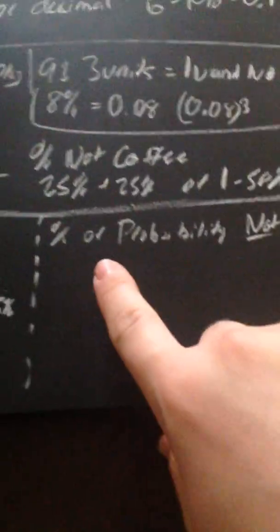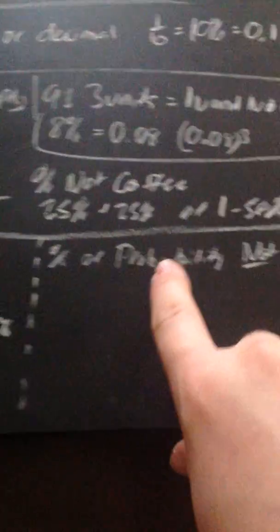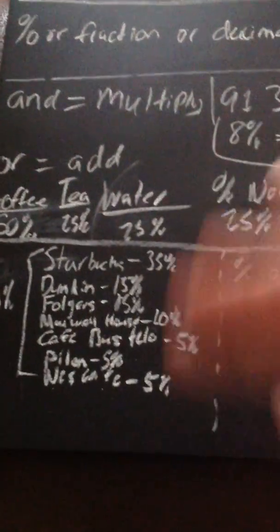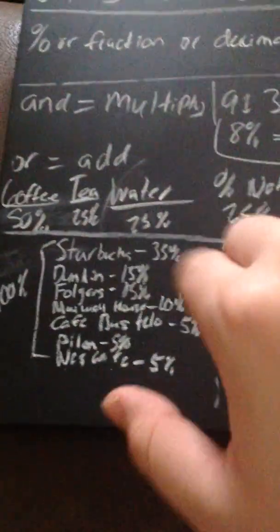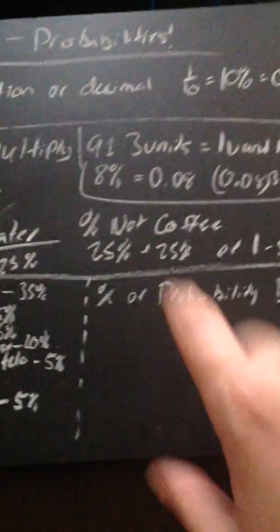So this question is asking, what's the percent or probability of not Starbucks? So we're just basically being asked, here's a list of what people prefer to drink, what type of coffee they prefer to drink in like the bags. You can buy like a bag of Starbucks beans. Well, that's all those are. And percent or probability, don't get confused.